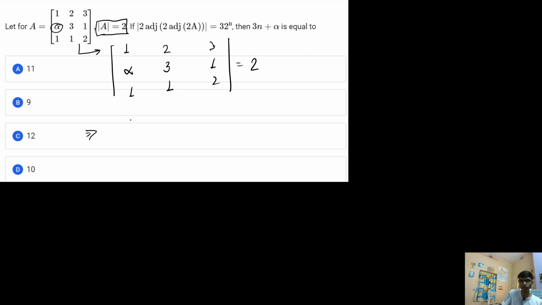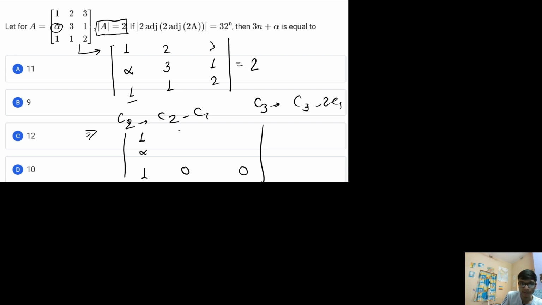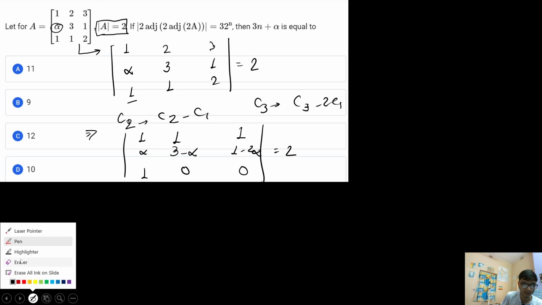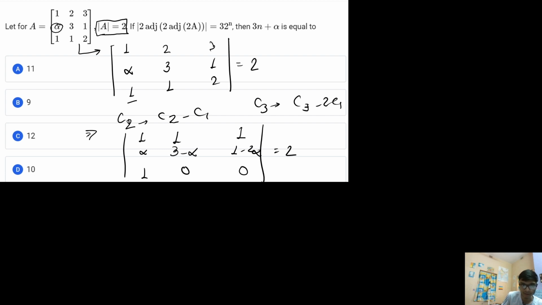Now if I try to solve this determinant using some elementary row transformations, I can do one thing: I can use column 2 minus column 1, and column 3 minus 2 times column 1. Then in the third row I get zeros. I get 0 over here, I get 0 over here, and similarly this will be 1, this will be 1, and this will be 3 minus alpha, and this will be 1 minus 2 alpha, whose value is 2. Now let us solve this along the third row.